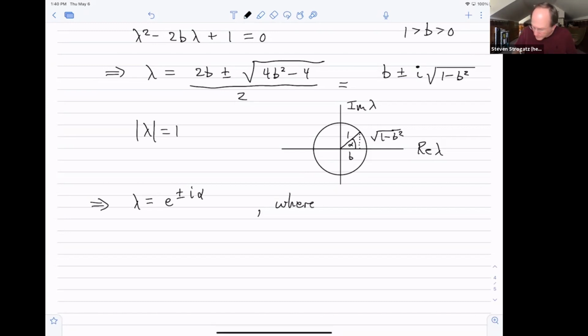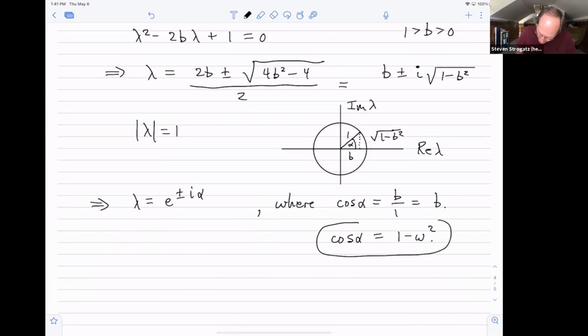Where the alpha satisfies cosine of alpha is b over 1, which is just b, which in terms of my omega was 1 minus omega squared. So let's record that for posterity. You might need that later. Okay, and we'll use this too.